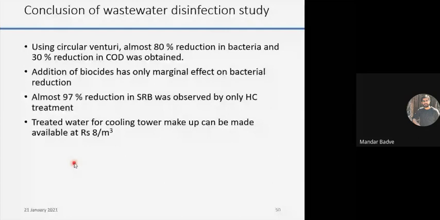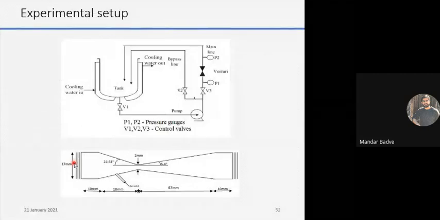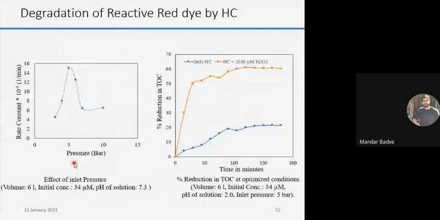So in my last case study, I'll talk about a different wastewater treatment strategy. Here also, again, the same type of device was used. Here we studied the degradation of reactive red dye, which is a typical textile dye used in the textile industry.